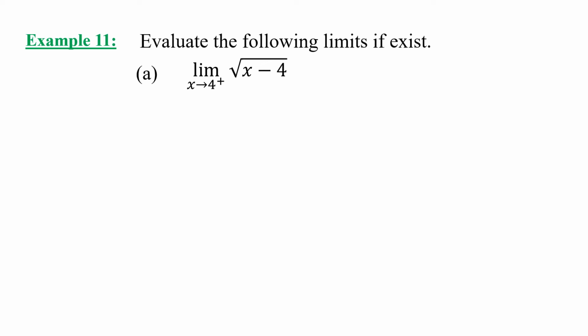Example 11. Evaluate the following limits if they exist. For part A, the limit as x approaches 4 from the right of the function square root of x minus 4. If we directly substitute x with 4, we get 0. But for this question, we cannot do that because we want to evaluate the one-sided limit, which is the limit as x approaches 4 from the right. So we need to imagine another value that is very close to 4.